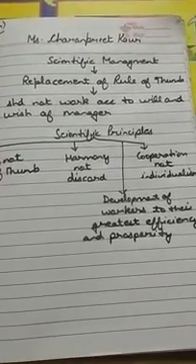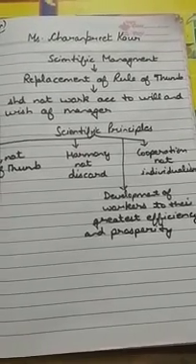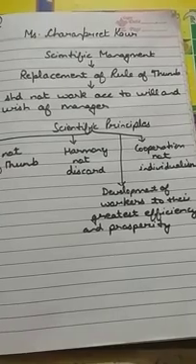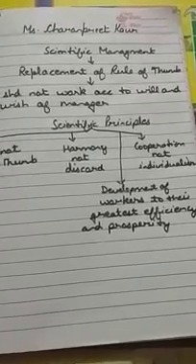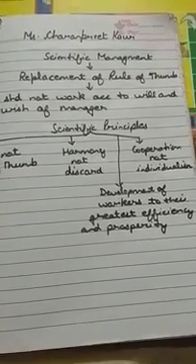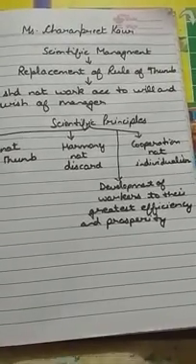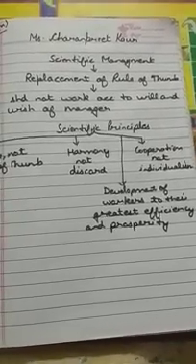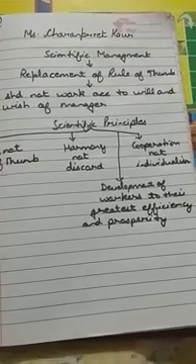We were doing our second chapter, the principles of management. We have already done Fayol's 14 principles of management. I hope you have gone through the book also and read each and every principle very carefully. Today we are starting with the scientific principles of management.